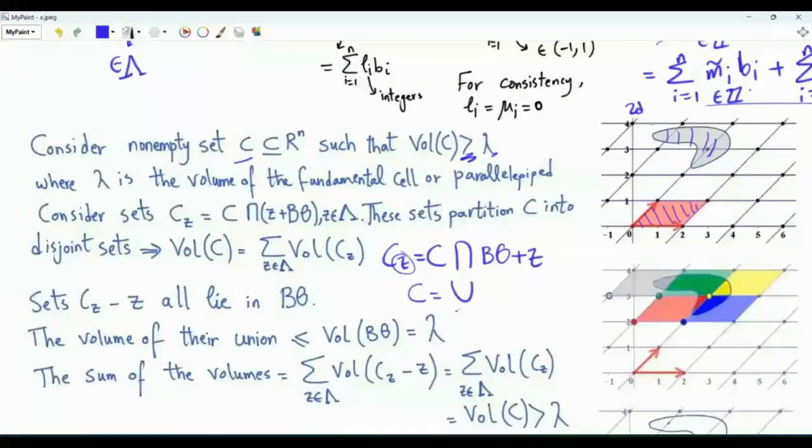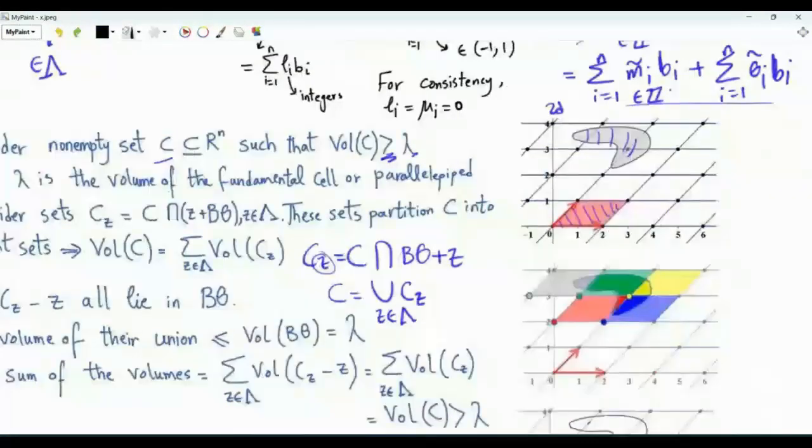C is the disjoint union of those CZ sets. As an example, what if we take Z to be this point? So this is the translated fundamental cell. What is the intersection between this and our set C? Well, it's empty. No problem. Now take Z to be this point. Here is the translated fundamental cell. Now there is an intersection between C and this translated fundamental cell. So CZ for this Z here will be this part.